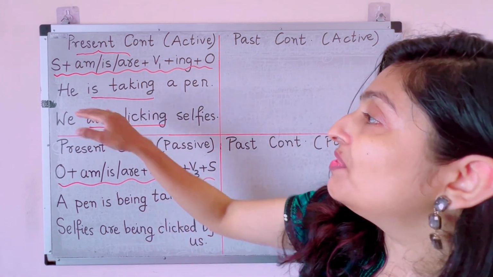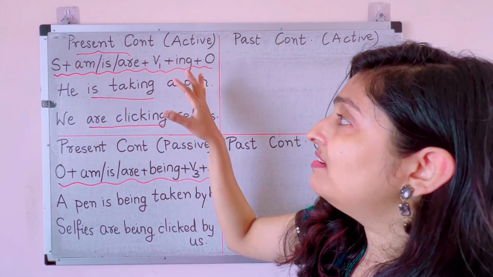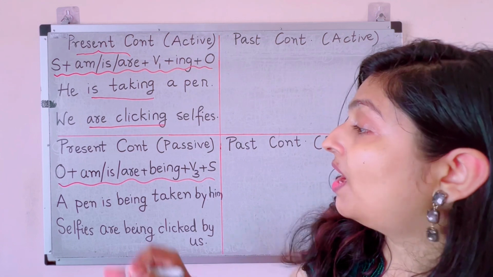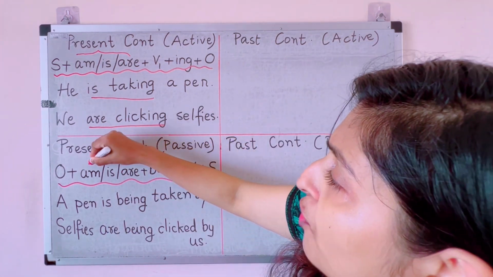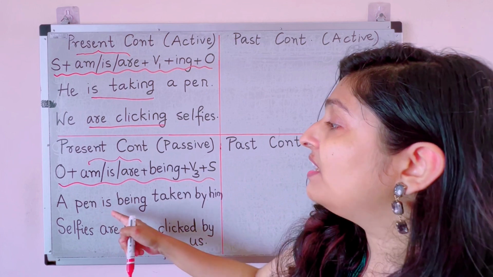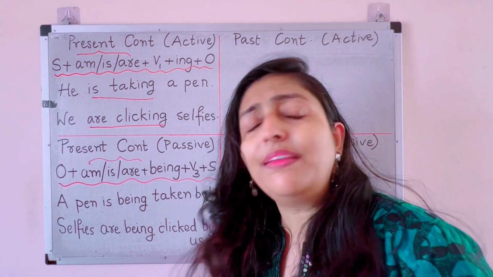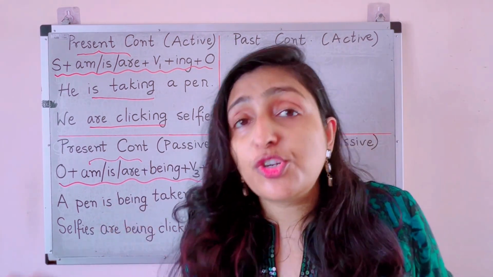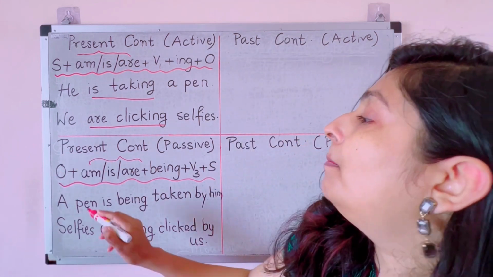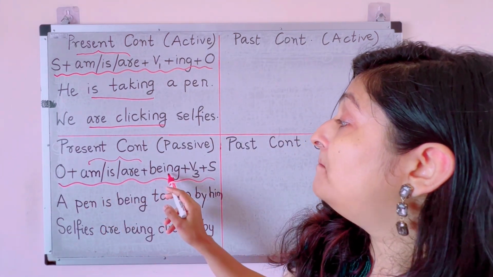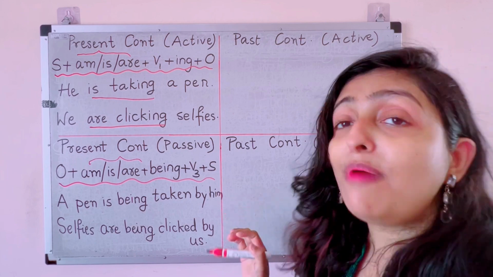Okay, so let's see. He is taking a pen. A pen comes first. Choose one auxiliary from this. A pen is, because a pen is singular, we cannot choose are. A pen are, no, that's wrong. A pen is being taken by him.